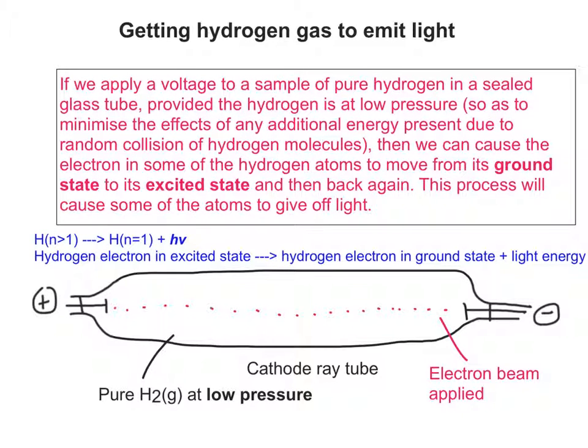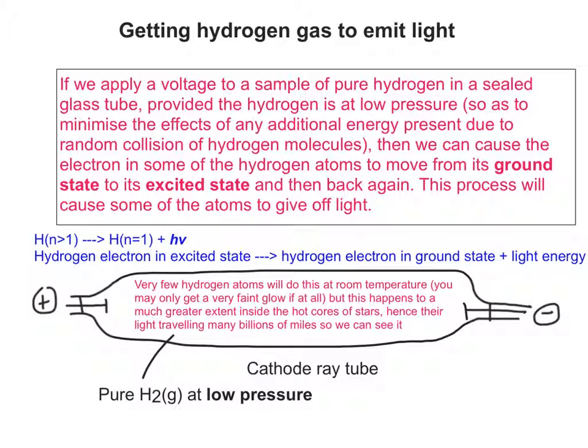This is another way of writing it: H(n>1) goes to H(n=1) plus hv. So the hydrogen electron in its excited state drops back down to the hydrogen electron in its ground state, and in doing so gives off light energy.